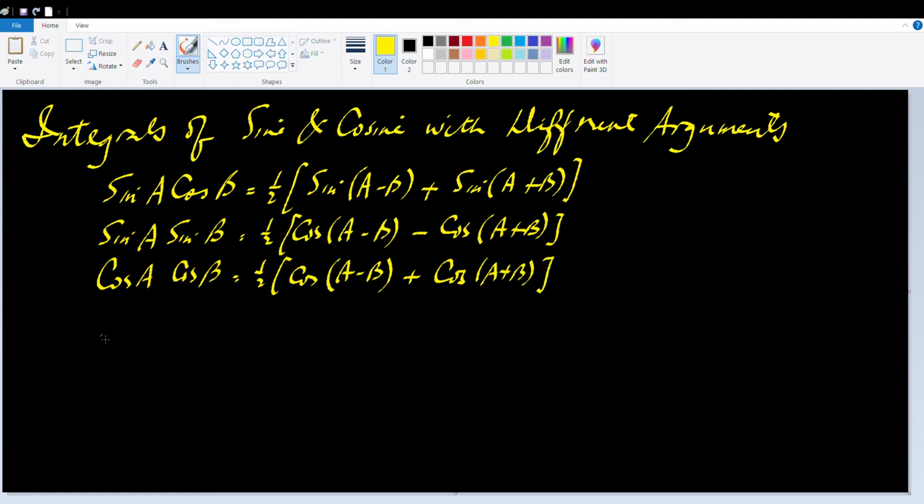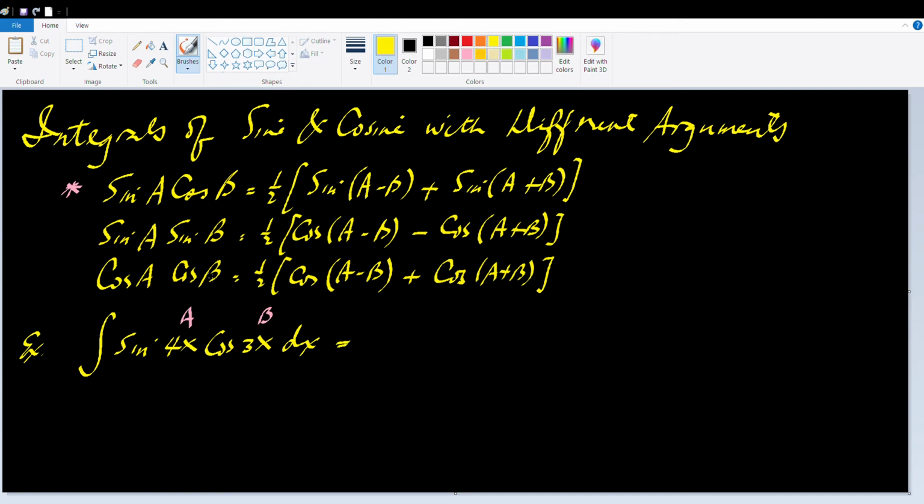So with these formulas, we can evaluate integrals of the form sine 4x cosine 3x dx. There is no fundamental formula that will give us the integral of such kind of integrand. So here we are going to apply the first identity. Our A is 4x and B is 3x.